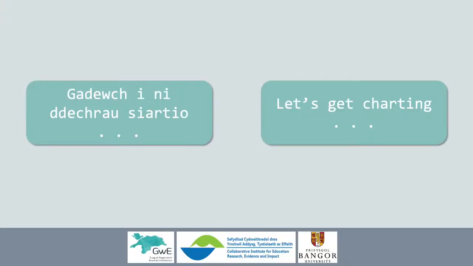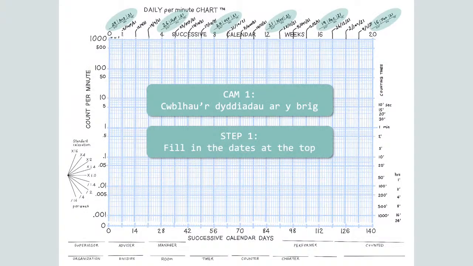So let's work through an example. If you'd like to pause the training here to print out a copy of the chart and follow along, please do. When filling out the chart, we recommend using a well-sharpened or mechanical pencil rather than a pen, so you can easily rub out any mistakes. When you start a new chart for or with a pupil, start by filling out all the dates at the top. This will make it easier for you to plot the data as the days and weeks go by.